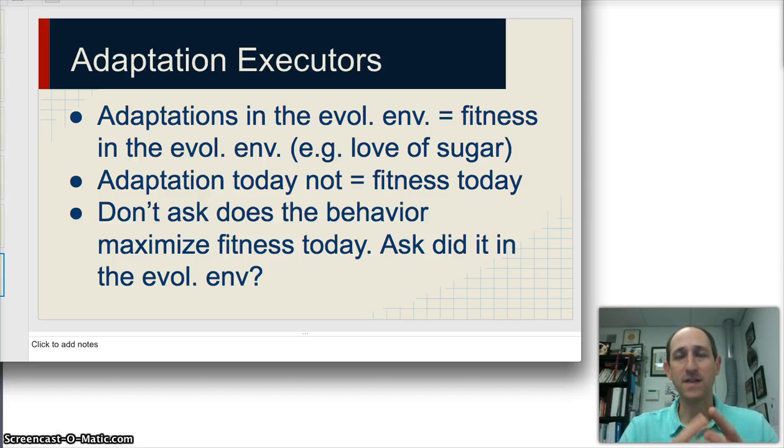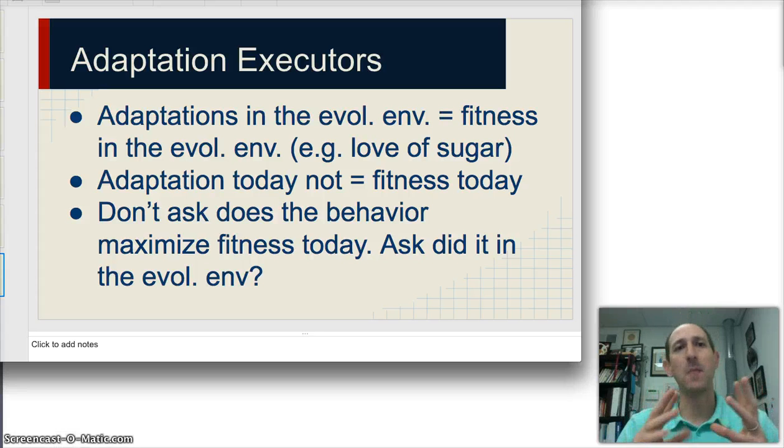But then our society is so different from the one that we evolved in. We still have the adaptation. We still have the feeling of loving sugar. But today, it does not actually maximize our fitness. It actually might make us diabetic, or give us heart disease and kill us. So we might say, well, that's not a very evolutionarily advantageous behavior, eating all the sugar. It's not right now, but it was in the environment in which we evolved.